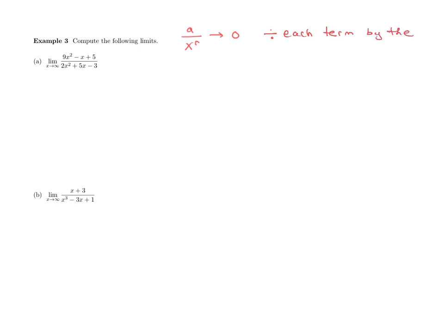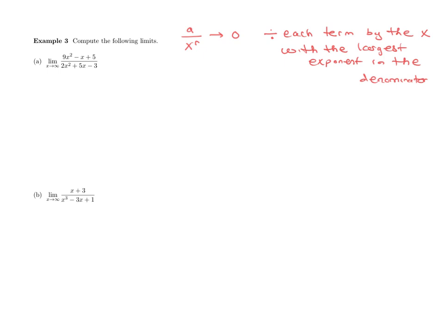by the x with the largest exponent in the denominator. And this will work really well for these types of expressions with fractions. If you look here, the largest x in the denominator is this x squared, so x to the second power. I'm going to divide each term by x squared, and that is equivalent to multiplying the top and bottom by 1 over x squared, which means we're not changing the value of the limit, but we are writing it in a different way.